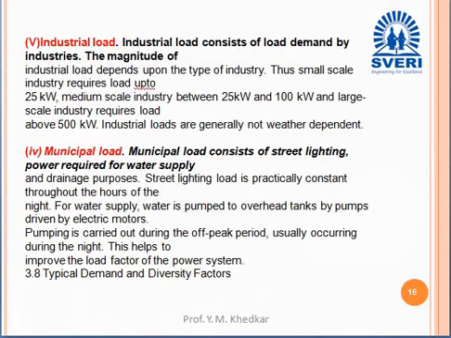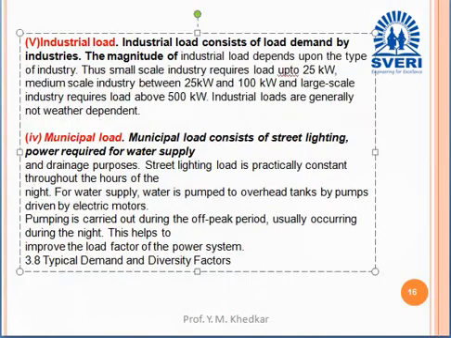The next type of load is the industrial load. Industrial load consists of the load demanded by industries. The magnitude of industrial load depends upon the type of industry. Thus, small scale industry requires load up to 25 kilowatt, medium scale industry between 25 kilowatt to 100 kilowatt, and large scale industry requires load above 500 kilowatt. Industrial loads are generally not weather dependent, but yes, they may be time dependent.